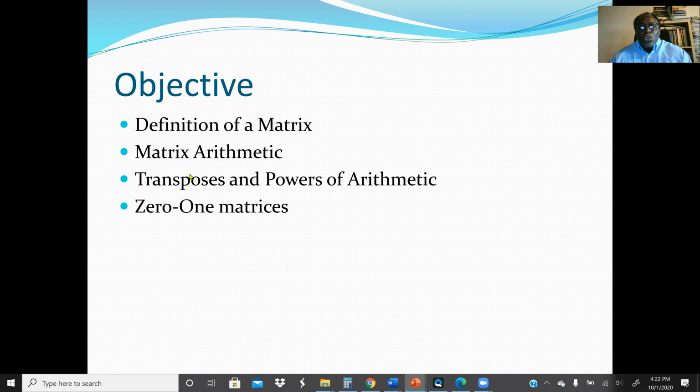So our main objective is to go through the definition of a matrix, also matrix arithmetic operations, both addition, subtraction, and also multiplication. Also scalar multiplication. We should also go through the transpose and powers of a matrix. How do we transpose a matrix? And also the 0-1 matrix.